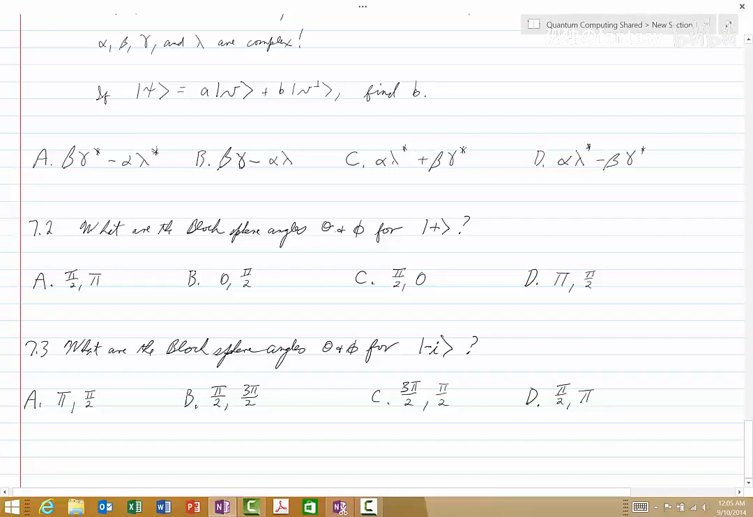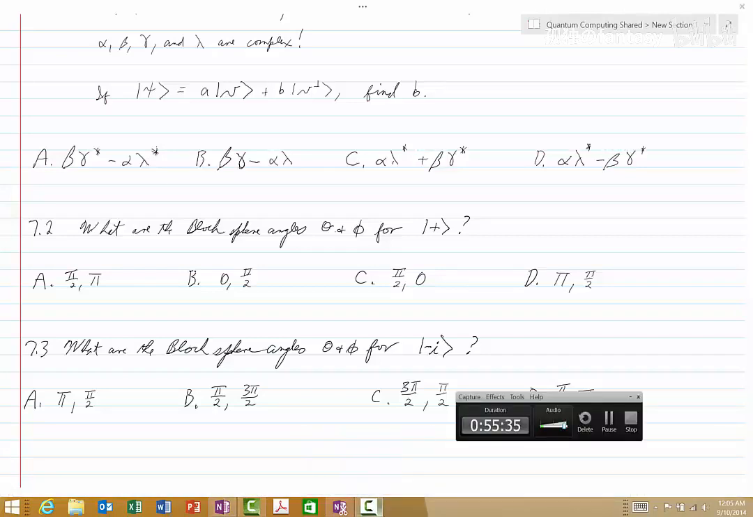And in problem 7.3, a similar kind of problem. What are the Bloch sphere angles theta and phi for the ket minus i? And those are pi over 2, pi over 2; 3 pi over 2, 3 pi over 2; pi over 2; and pi over 2, pi. So those last two questions should give you some practice with the Bloch sphere concept. And that wraps it up for lecture 7. And so good luck.